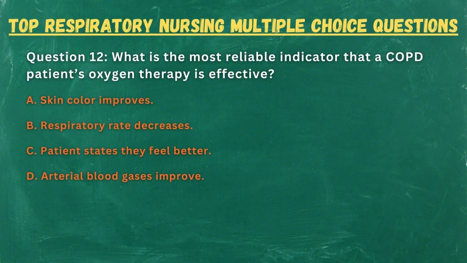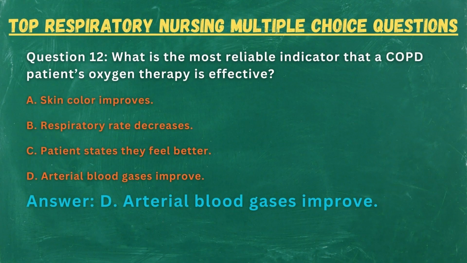Question 12. What is the most reliable indicator that a COPD patient's oxygen therapy is effective? A. Skin color improves. B. Respiratory rate decreases. C. Patient states they feel better. D. Arterial blood gases improve. Answer. D. Arterial blood gases improve.